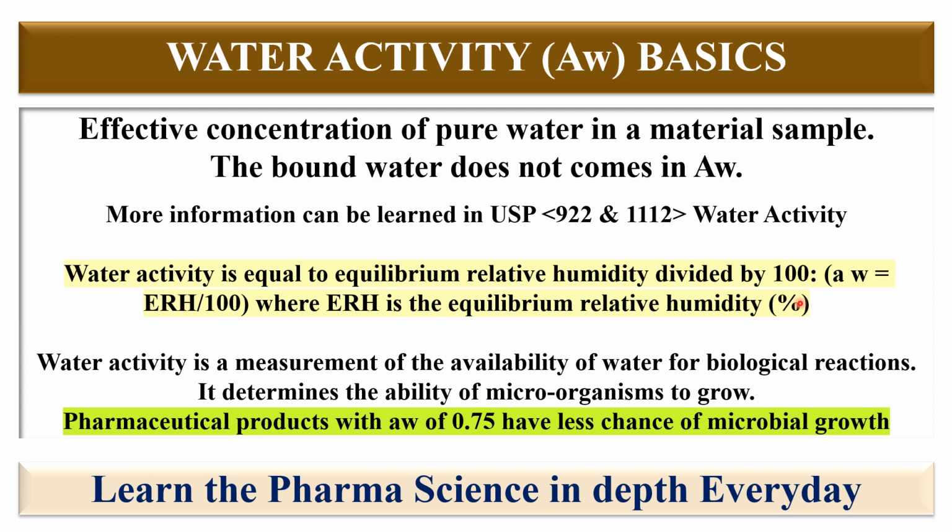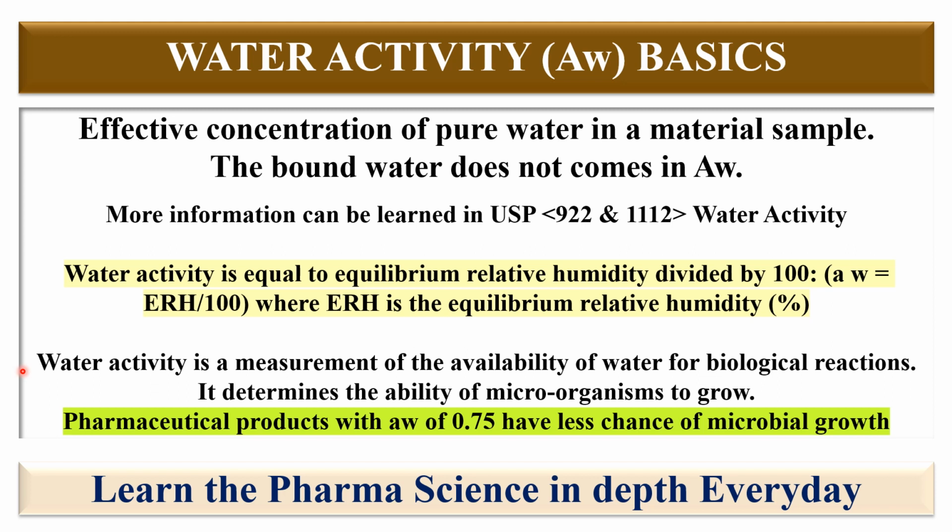Now, more of these terminologies can be found in the chapters, but here we should try to understand that it is the free water which can have the vapor pressure, and in water activity, vapor pressure measurement is done. So water activity is a measurement of the availability of water for biological reactions. That means the free water which is ready to take part in the biological reactions. It determines the ability of microorganisms to grow. Whenever water is there, microorganism growth may happen.